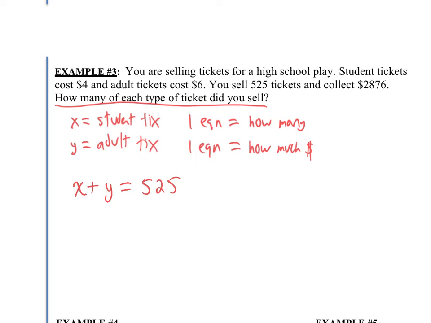Okay? The second equation is going to measure how much each ticket costs. So how much did a student ticket cost? The total cost of student tickets is going to be the cost of each ticket, which is $4, times the number of student tickets, which is X, plus the cost of adult tickets, which is $6, times the number of adult tickets that were sold, which is Y. And that's going to equal our total collected amount, which is $2,876.